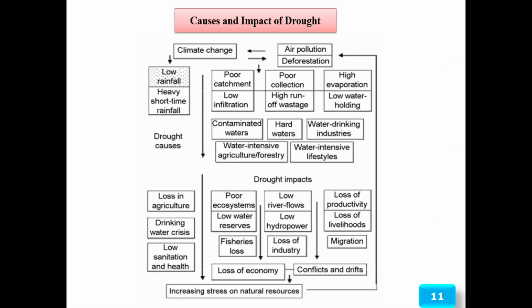Now the causes and impact of drought. See, through climate change, air pollution, and through air pollution, deforestation also occurs. With climate change, low rainfall and heavy short-time rainfall occur, so these are drought causes. Also poor catchment, low infiltration, poor collection, high runoff wastage, high evaporation, and low water volume. Then contaminated water, hard water, water drinking industries, water intensive agriculture and forestry, and water intensive lifestyles.